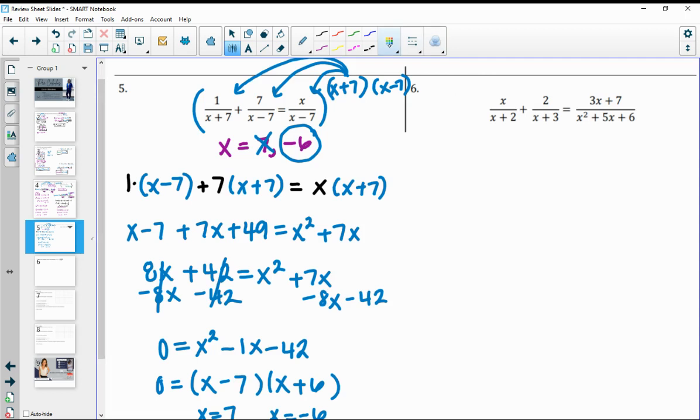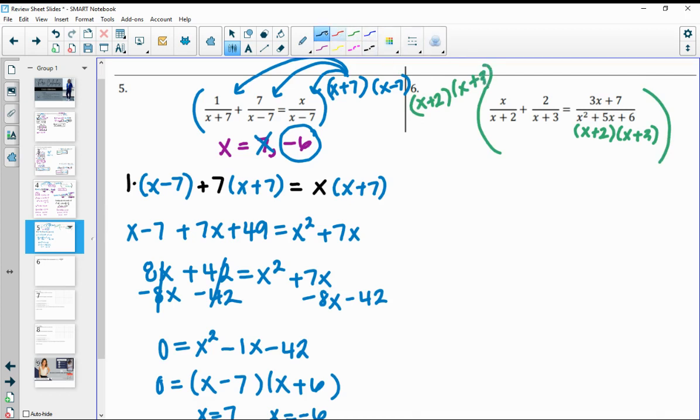Number 5, let's go ahead and start by factoring again because we see this denominator is multiplied out. So we want factors of positive 6 that add to positive 5. So we need both positive factors. So x plus 2, x plus 3, which is good because that's these two denominators. So then we're just going to multiply everything by those two terms. So x plus 2 and x plus 3.